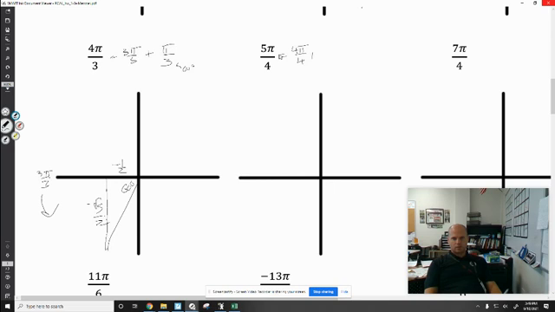Cool. 5 pi over 4. 4 pi over 4 plus 45 degrees. Right there. Here's 4 pi over 4. Boom. 1, 45, root 2 over 2. But I'm going left. Root 2 over 2. But I'm going down.